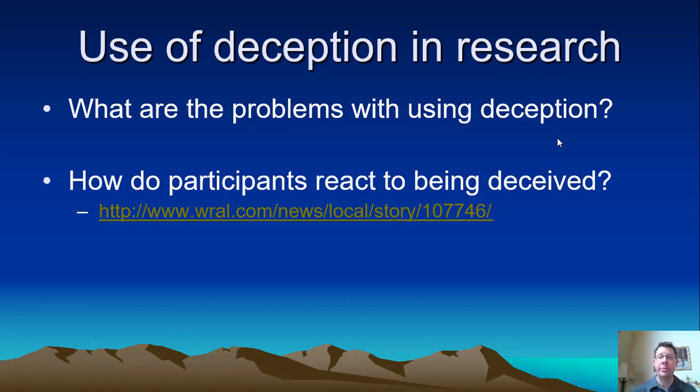How do participants react to being deceived? When we do use deception, once again, I think this goes back to debriefing. If you're respectful and you rationally explain why you had to use deception in your study, I think most participants are okay with it. There's a little bit of research that's been conducted on this, and once again, most participants are okay with the use of deception if there's a good reason for it.